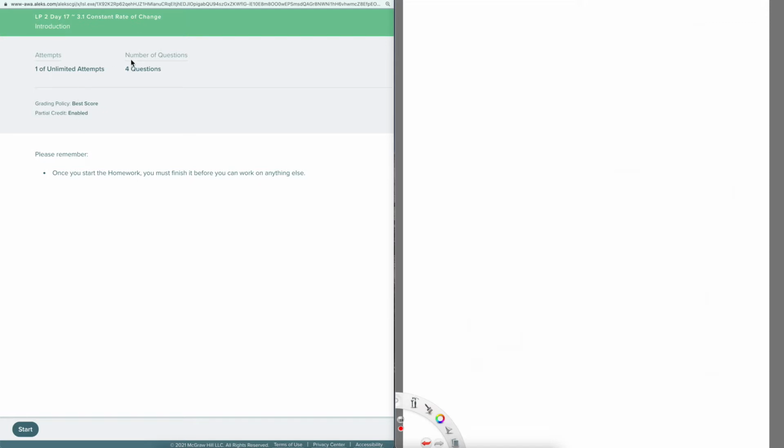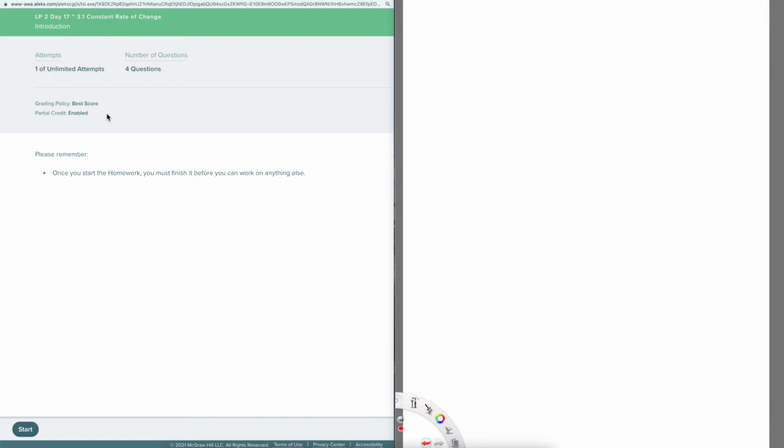Number of questions, this just tells us how many questions there are in this particular assignment. So it depends on the section we're in. There's going to be anywhere from 1 to 10 questions. Grading policies, best score. That means whatever attempt is the best one is the one you get to keep. Partial credit is enabled, meaning that if you answer 1 of 4 questions, you get credit for the 1 question.